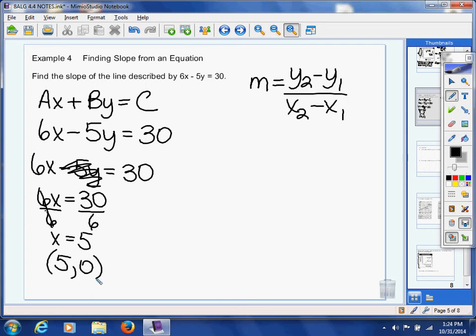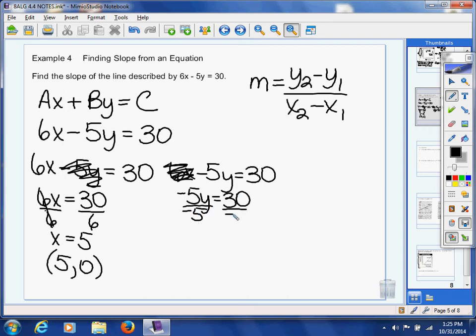Okay? Now let's rewrite our standard form again. And this time I want to find the y, so cover up the x. Do you see negative 5y equals 30? Divide each side by negative 5, and we have y is equal to negative 6. So the name of this point is (0, negative 6).